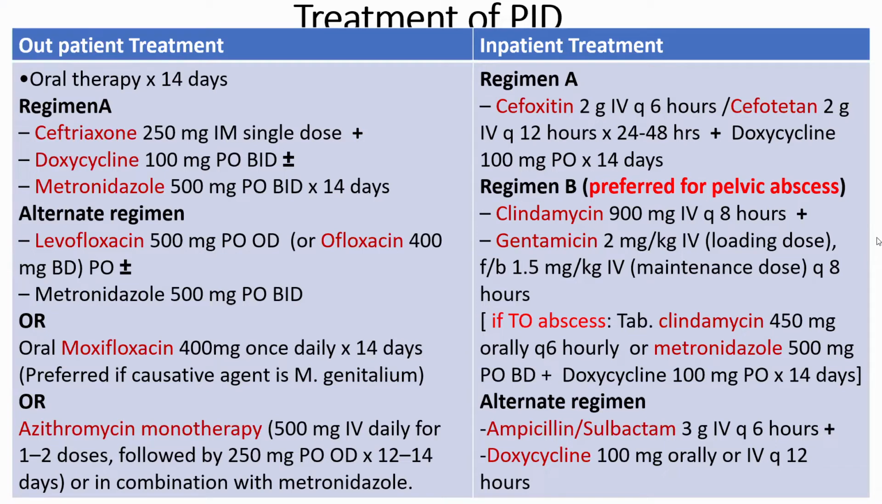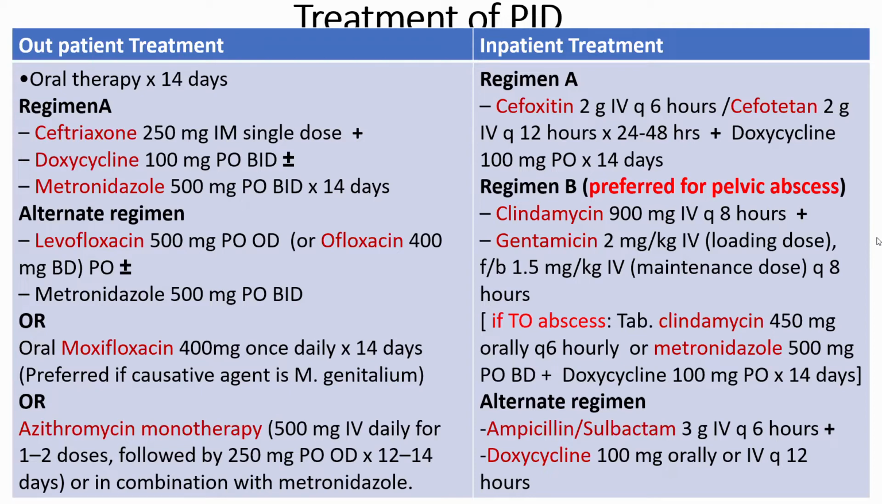As azithromycin monotherapy, this is 500 mg IV daily for 1 to 2 doses, followed by 250 mg OD for 12 to 14 days, or in combination with metronidazole. So these are the oral regimens. It depends upon the hospital protocol. It should be feasible, and the regimen which has better compliance should be used.